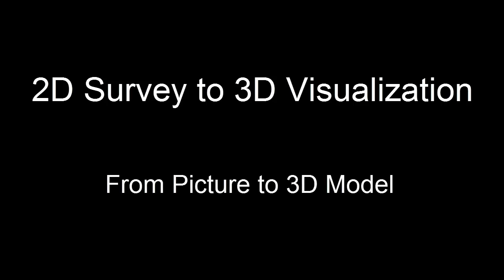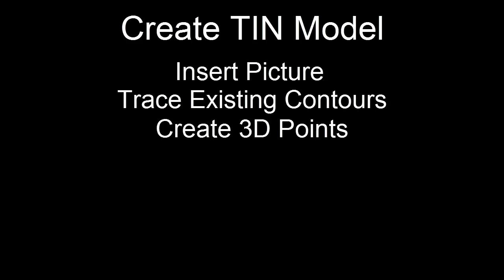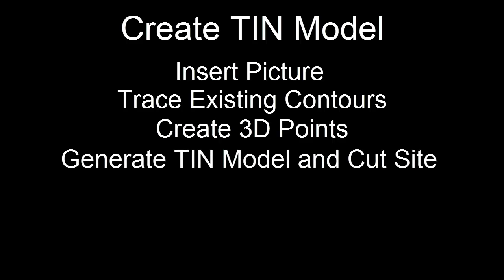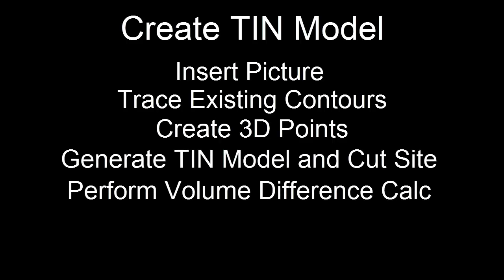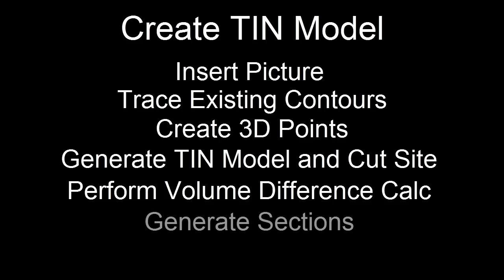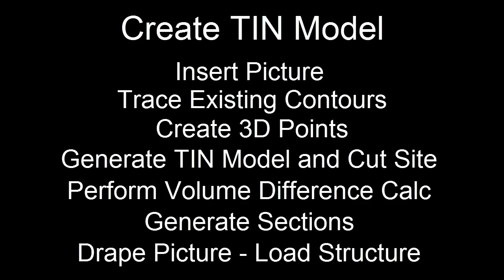As we can receive data from various sources, I have selected an exercise where I'm going to insert a picture to create the 3D TIN model. We will complete the following steps to create our model. First, we'll insert our picture, trace our existing contours, create the 3D points, generate the model and cut it aside. We will perform the volume calculation, generate sections, and even drape a picture onto our DTM and load a structure on top of it.